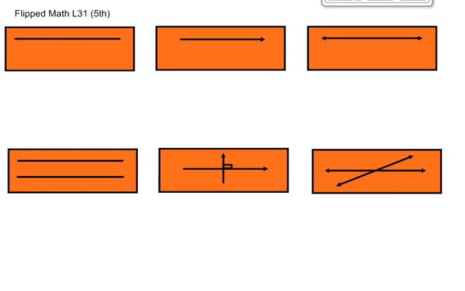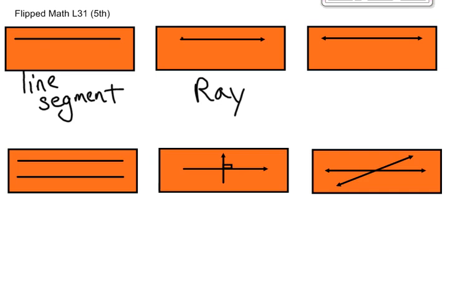A line that has endpoints we would call a line segment. A line that has one endpoint and an arrow pointing in a particular direction is called a ray. And then, of course, two arrows is our definition for a line. And so we have those different ideas.